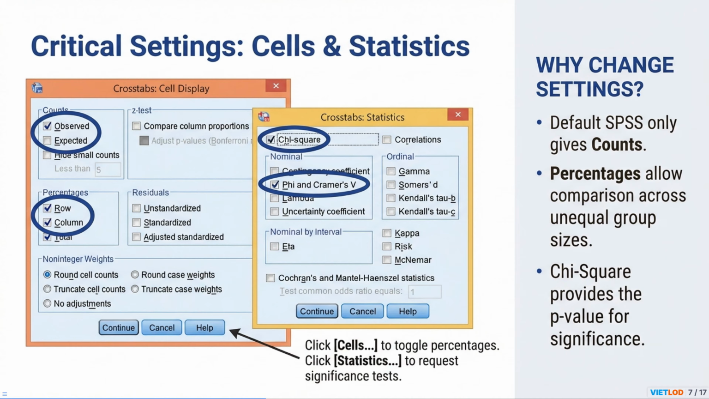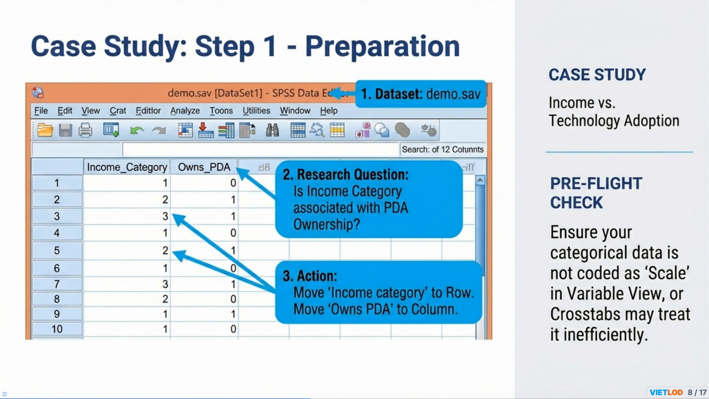For our income and PDA study, selecting row percentages will show us, for example, what percentage of low-income people own a PDA, and what percentage of high-income people own a PDA. We can then directly compare these two percentages. Now let's apply these steps to our case study.